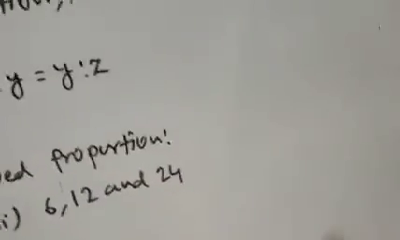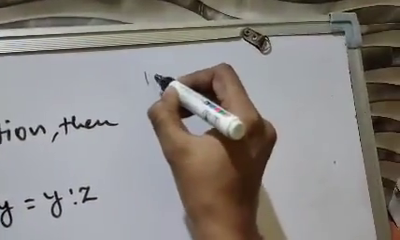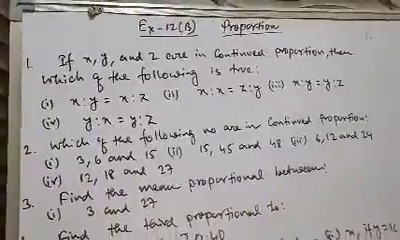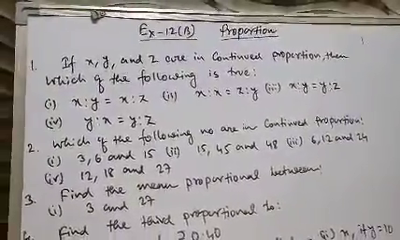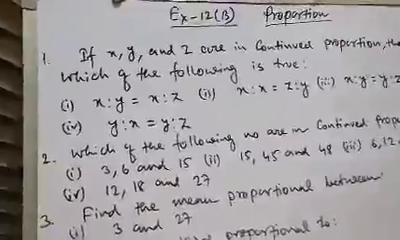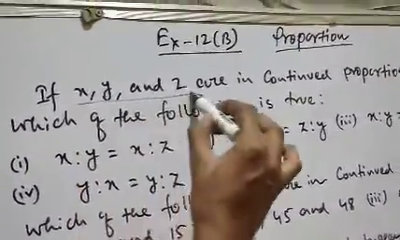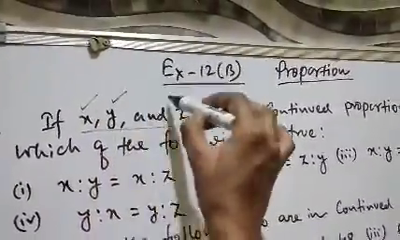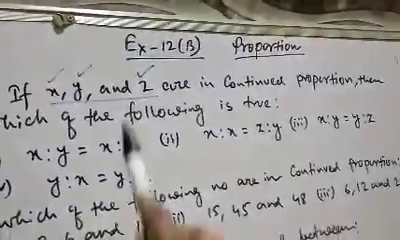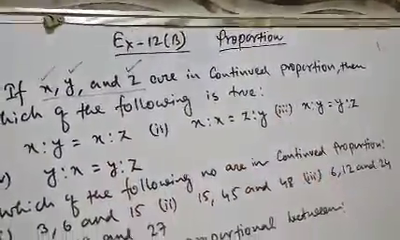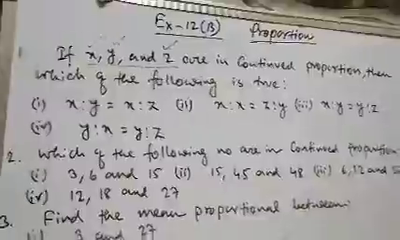So let's move to question number 1. First question says, if x, y and z are in continued proportion, then which of the following is true? See, the three terms are given: x, y and z. x is the first term, y is the second term, z is the third term. Clear? And these three are to be in continued proportion, then which relation is true?